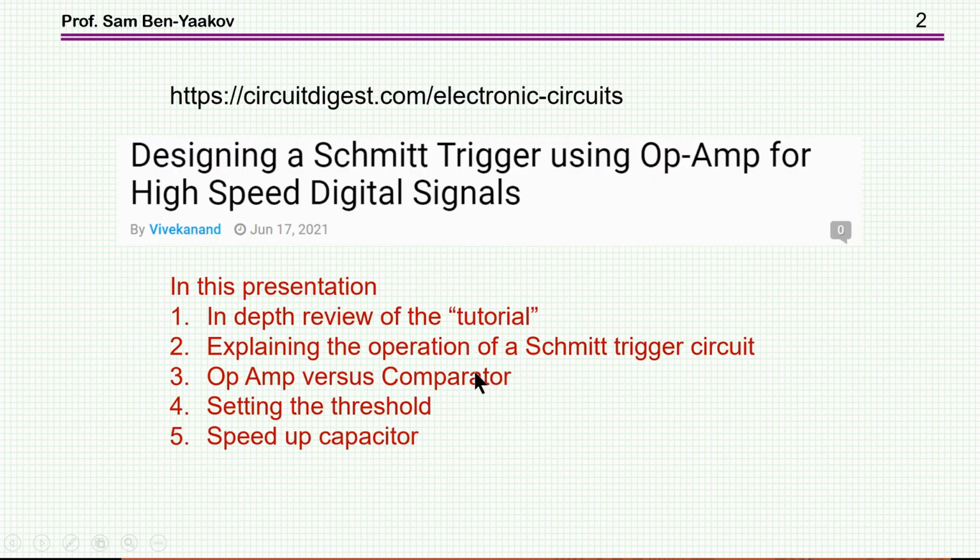So this presentation is related to a tutorial that was published on this website. In this presentation, I'm going to review the tutorial. I'm going to explain the operation of a Schmitt trigger and discuss the operational amplifier versus a comparator when used for a Schmitt trigger, and then how to set the thresholds and what a speed-up capacitor is.